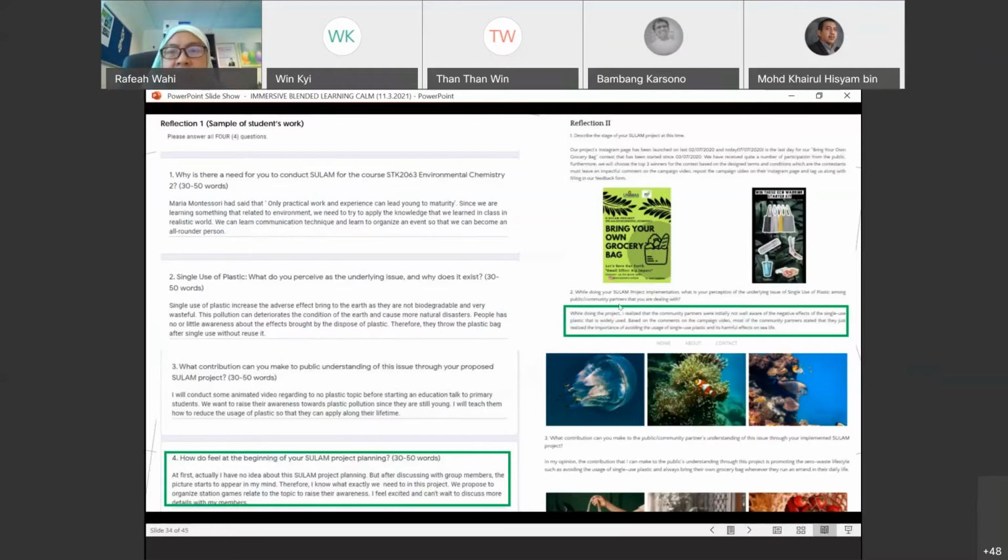All right, on the right-hand side is the reflection during conducting the project, reflection 2. This is some of the feedback from the students. While doing the project, I realized that the community partners were initially not well aware of the negative effects of single-use plastic. Based on the comments on the campaign video, most of the community partners stated that they just realized the importance of avoiding the usage of single-use plastic and its harmful effect on sea life. So this is what the students found out.